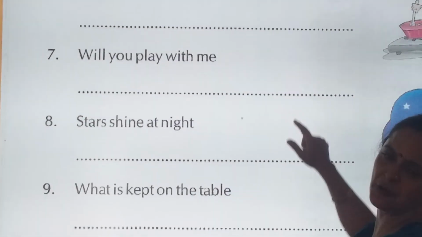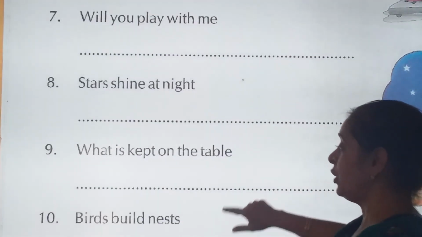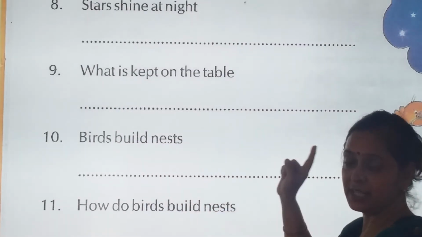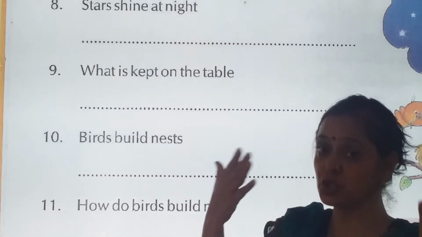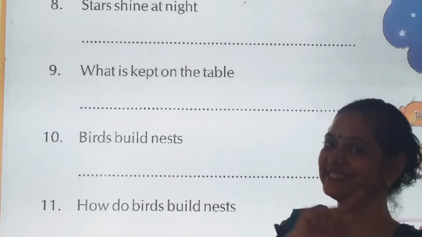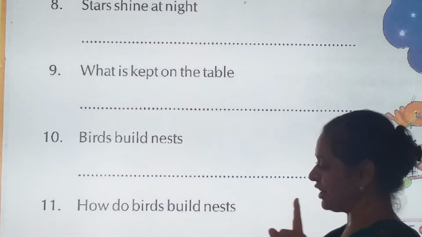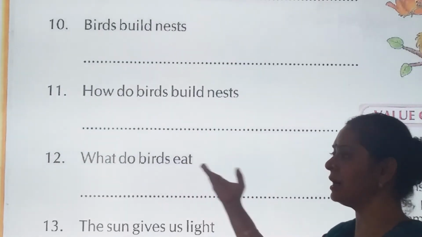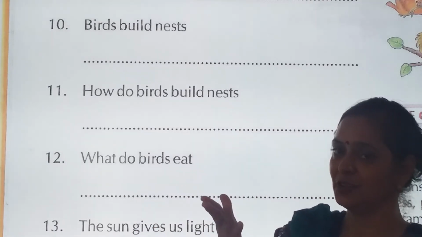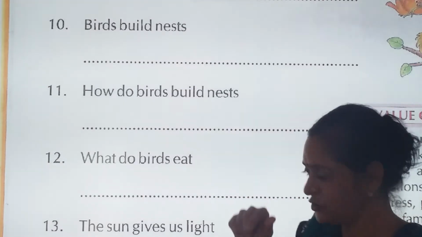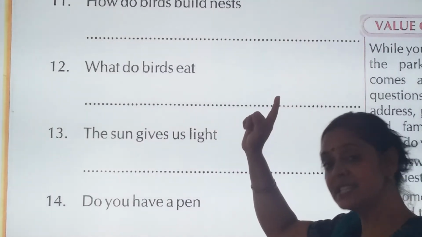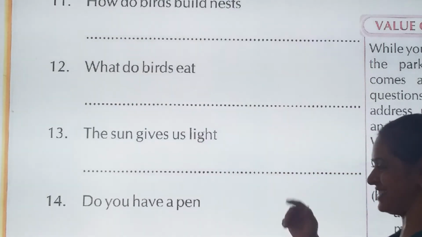My students are very smart. Now another one is birds build nest. It's a statement. मैं कुछ बता रही हूँ, मैं पूछ नहीं रही हूँ, तो इसमें क्या लगेगा? Correct. So you have got the clue now, no? Yes. What do birds eat? Birds क्या खाते हैं? मैं पूछ रही हूँ आपसे, तो what will come over here? Question mark. The sun gives us light. It's a statement.